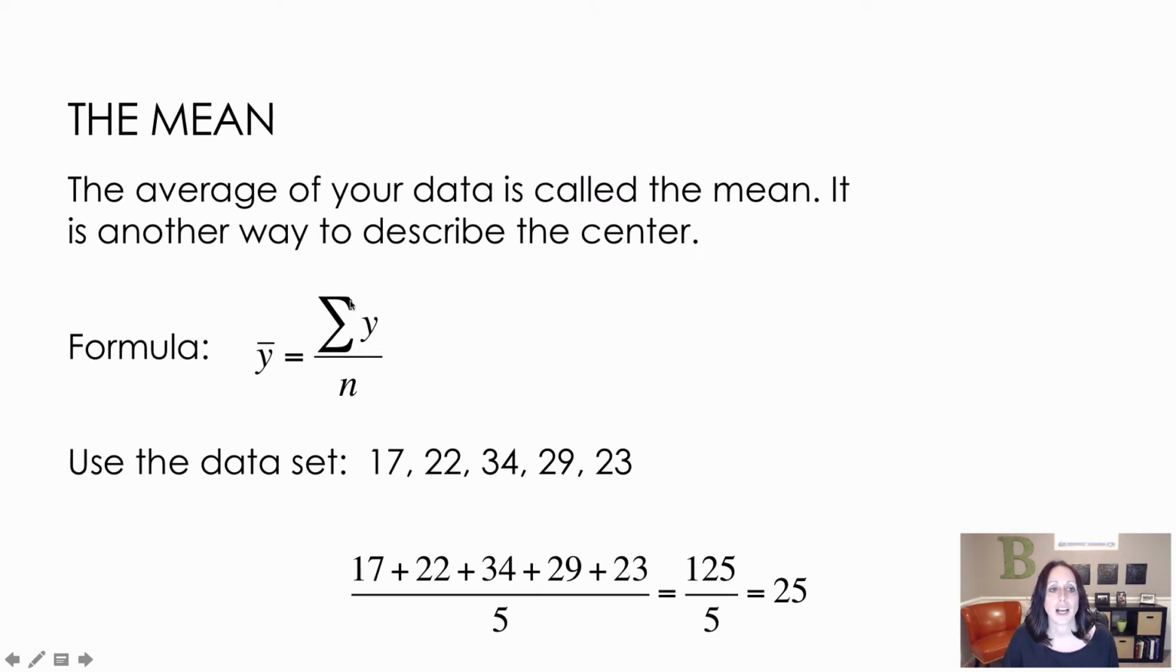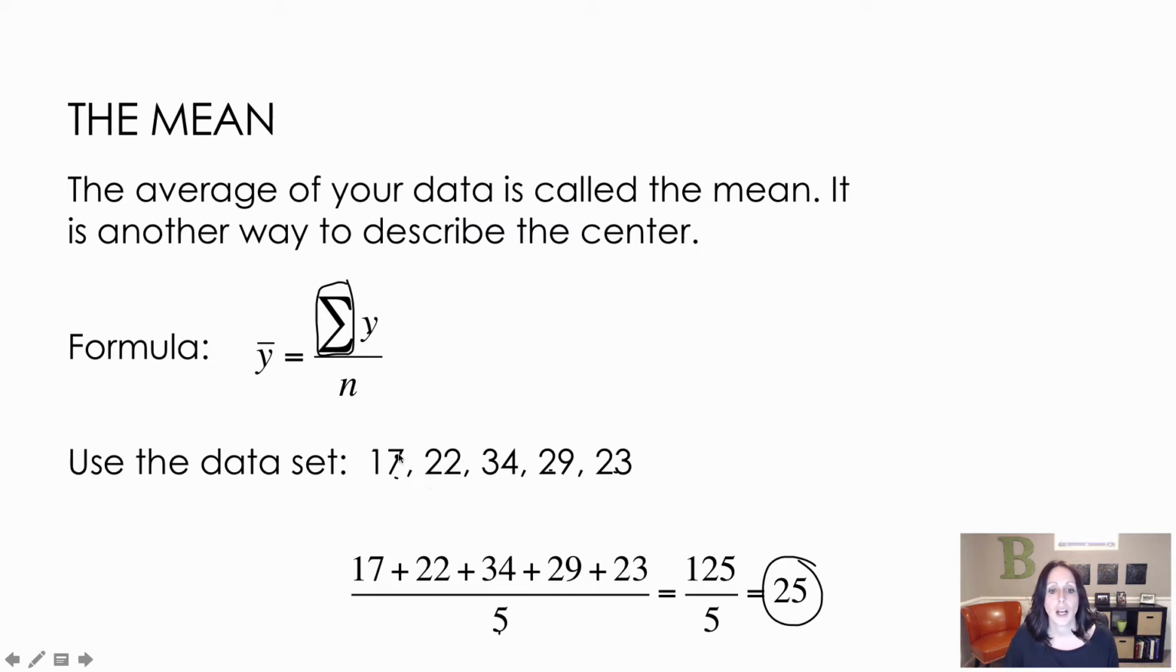You're just going to find the sum. So this scary looking figure here just means the sum of all of the values that you have divided by n, which is the number of values that you have. So using a data set here, I've got 1, 2, 3, 4, 5 values. I'm going to add up those values and divide it by 5, and that gives me the average. So I would say the center of this data is about 25.